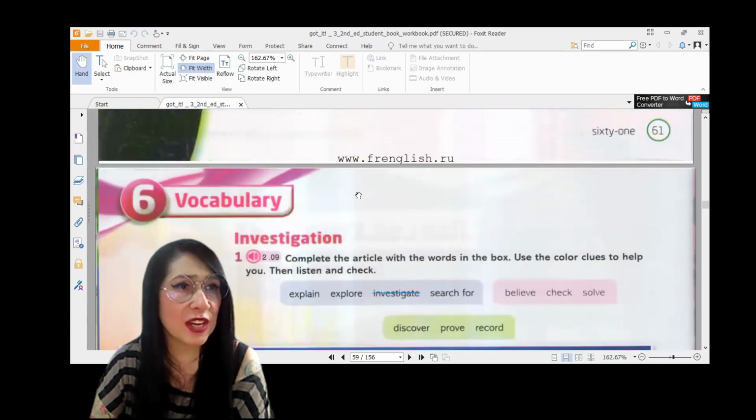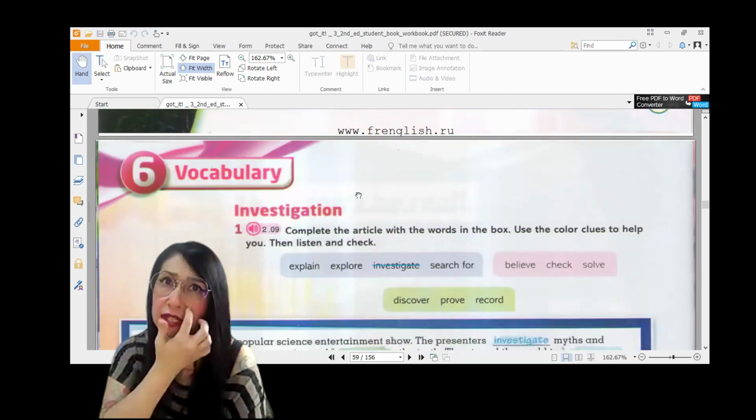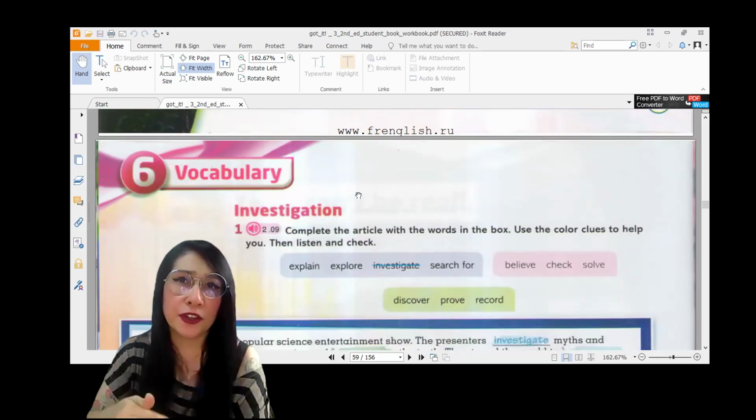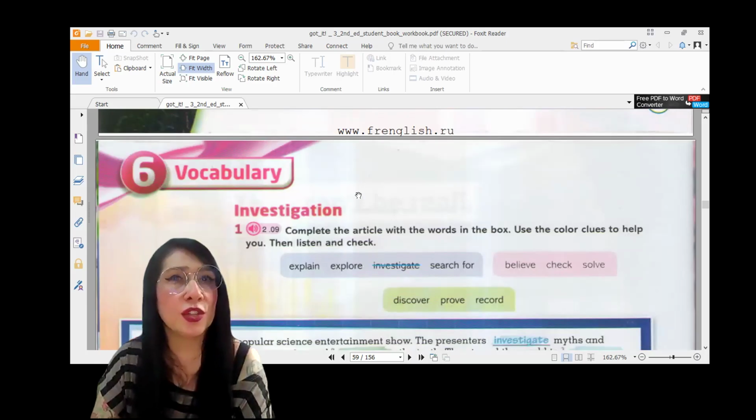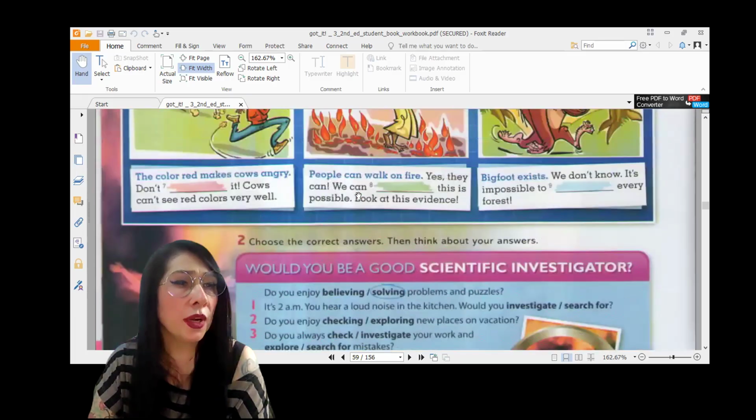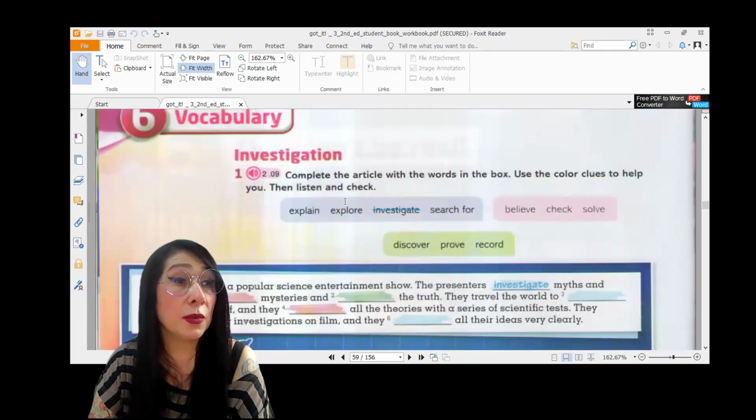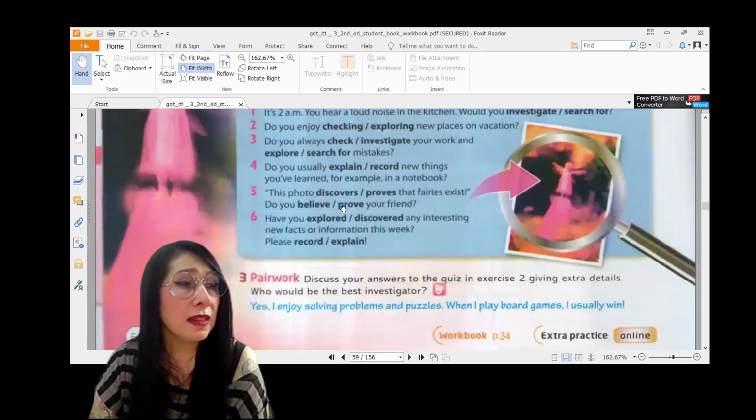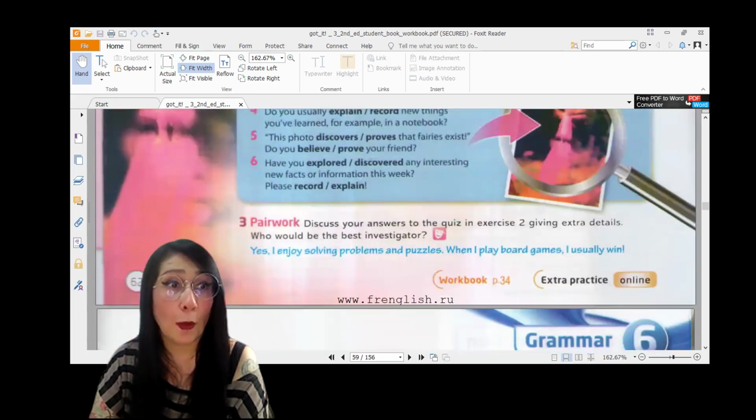Actually, the vocabulary section of the book, of the unit. The first section after the reading is always the vocabulary section. So we're going to practice vocabulary related to investigation. That is on page 62.